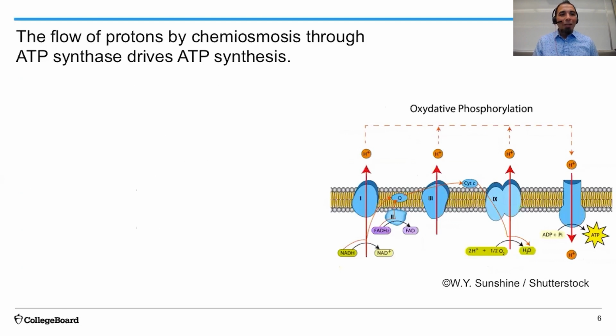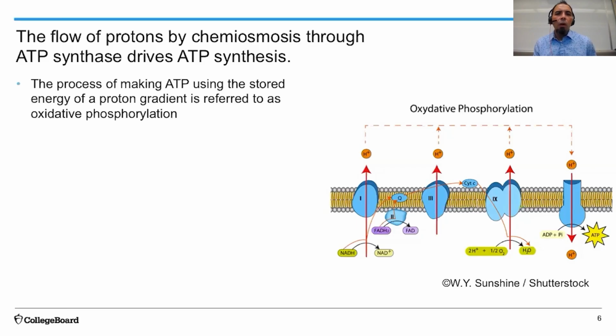A lot there. So the flow of protons, our next topic, by chemiosmosis through ATP synthase drives ATP synthesis. Maybe some new terms, jot down, okay, what's chemiosmosis? Put it in the Zoom chat. You should remember what ATP synthase is. I know it's an enzyme. The process of making ATP using the stored energy of the proton gradient is referred to as oxidative phosphorylation. Oxidative, dealing with electrons, and phosphorylation is with your phosphates.